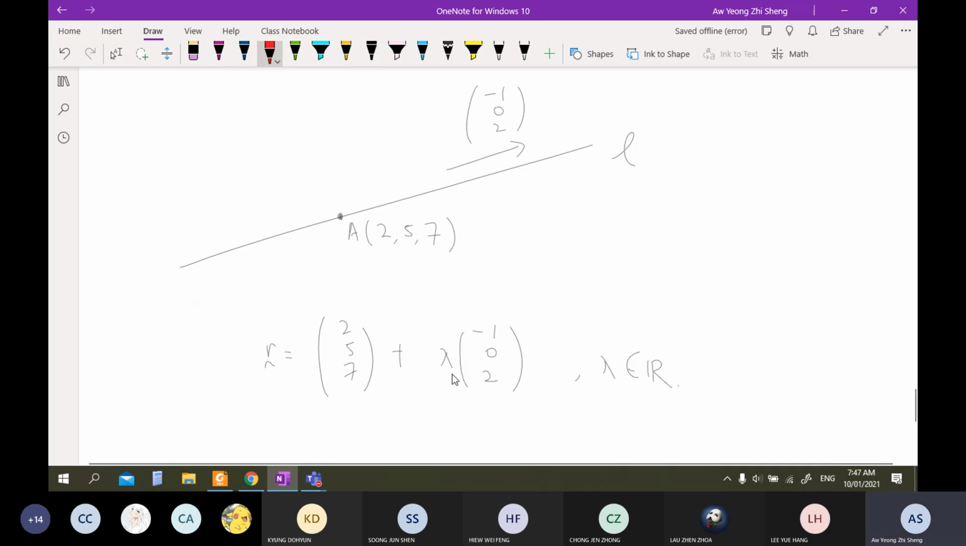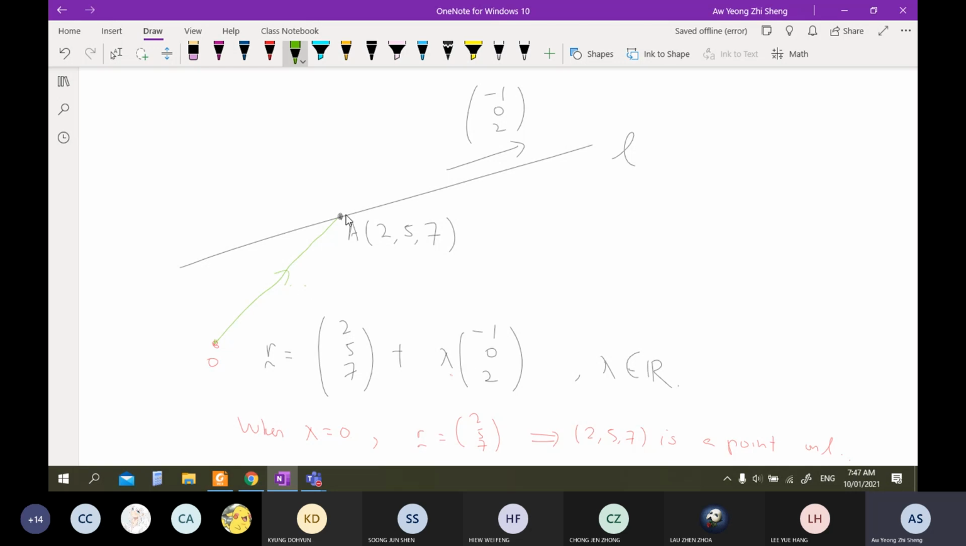And so as I vary my value of lambda, this equation is going to lead me to a different point on the line L. For example, if I set lambda equal to 0, I get r equals (2, 5, 7). This means (2, 5, 7) is a point on L, because the small letter r is position vector. Position vector can be easily converted to coordinates. So when my lambda is set to be 0, the right hand side of my vector equation leads me to exactly the point A.